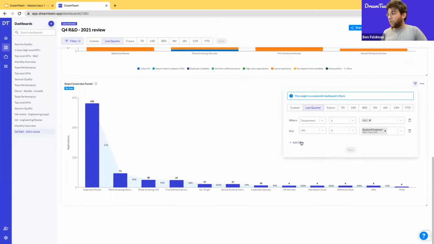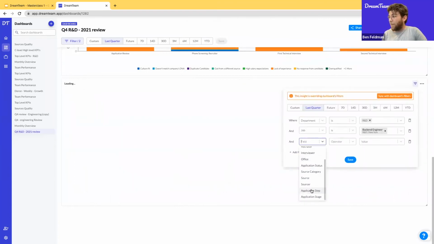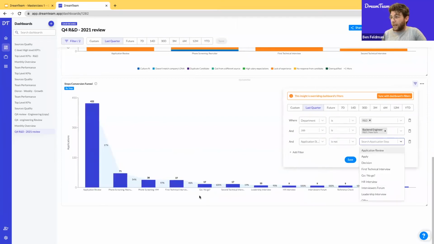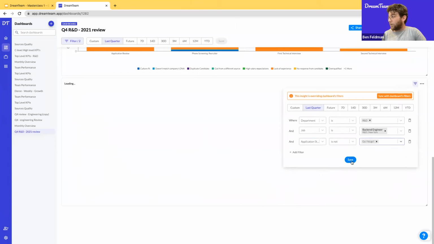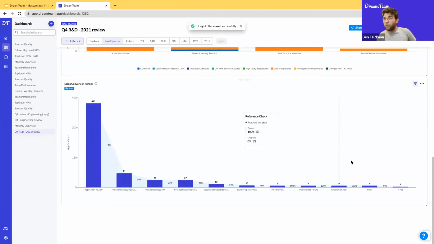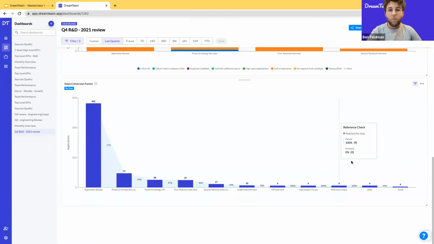Obviously, I can always remove something. So I can say, I don't want to see, let's say, go, no go. Go ahead and remove that. And as you can see, it's out of the picture. So even when you look at more granular insight, you can pick and choose what's actually interesting for you or not. Again, the goal for DreamTeam is to be as customizable as possible. And so that's how we allowed you to do that.